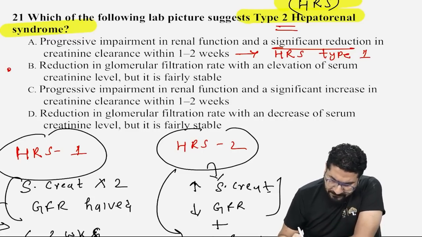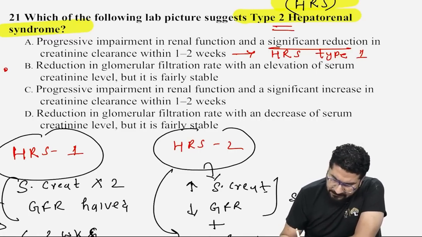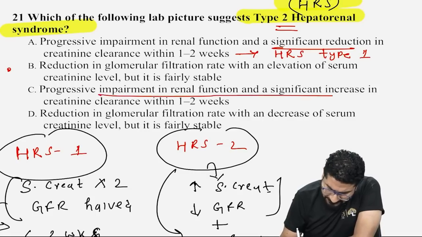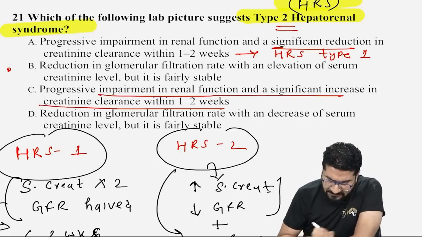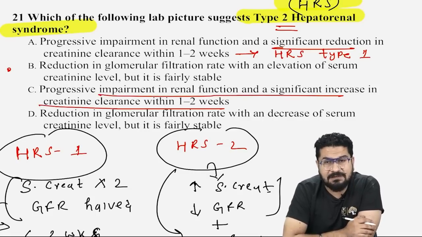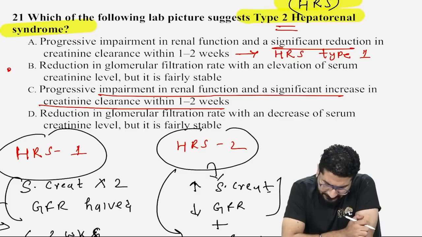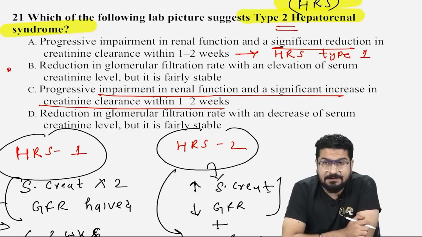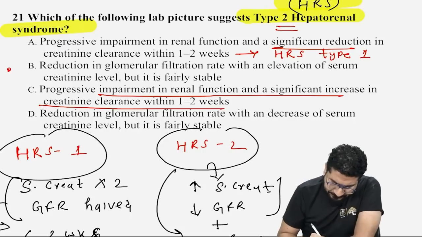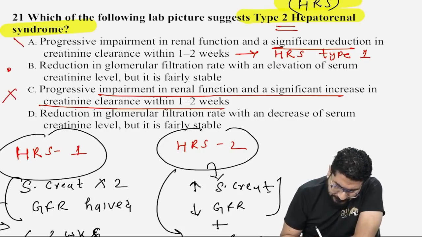Progressive impairment in renal function and significant increase in creatinine clearance within 1 to 2 weeks. No, it's not an increase in creatinine clearance. It is a decrease in clearance. Right? Increase in creatinine level but not clearance. So this is not the answer.